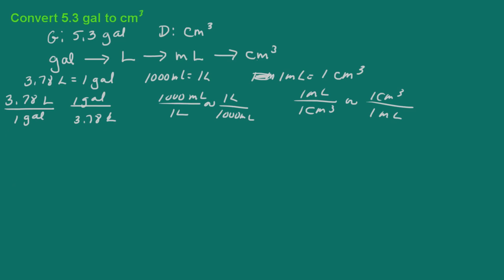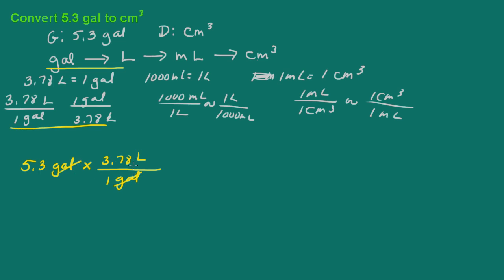So I'm going to start off with what I'm given. I'm given my 5.3 gallons. And I'm at this part of the roadmap here, so I'm converting from gallons to liters. I'm going to use one of these conversion factors. Again, I want to cancel out gallons to be left with liters. So in order to do that, I would use this conversion factor here, and my gallons cancel.